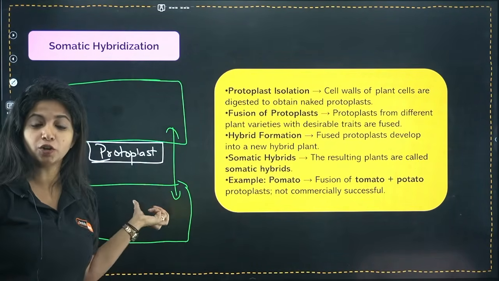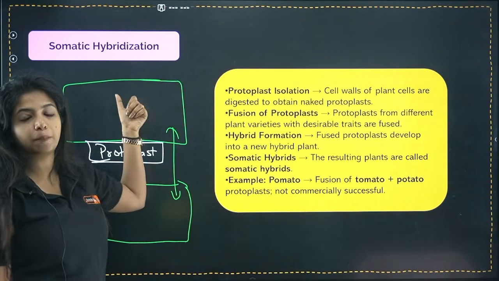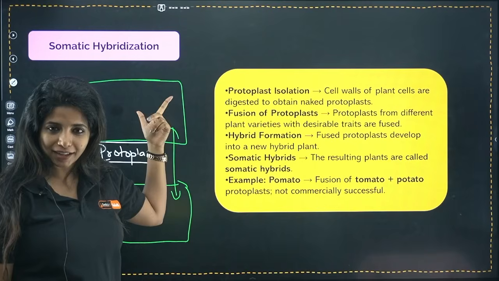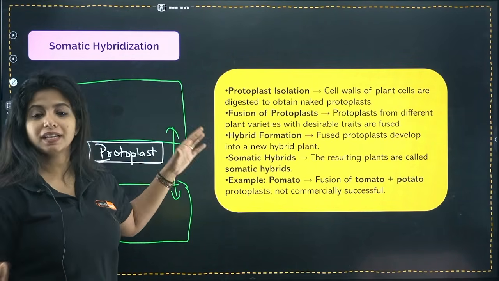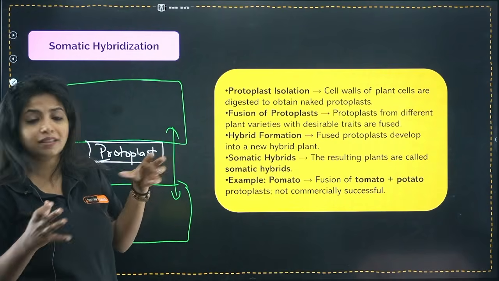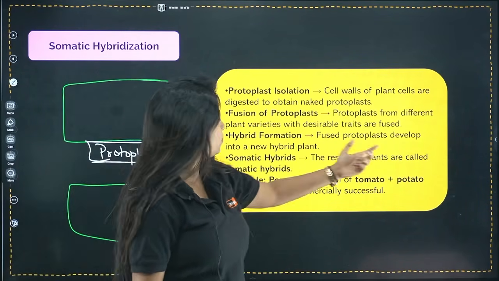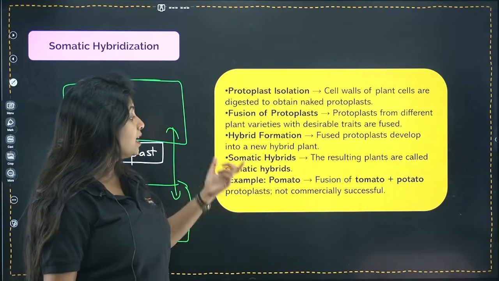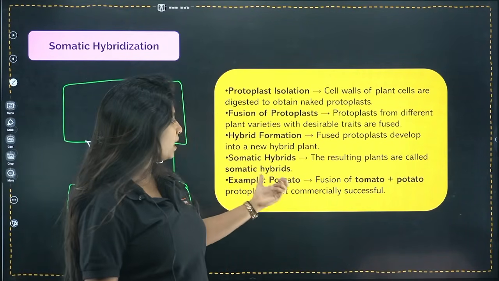Suppose this particular tomato plant has very good pest resistance. This particular potato plant, this is tomato, this is potato, okay? It has very good drought resistance. So basically, I have their desirable features and I make them fuse together. So what do I get at the end? I get a hybrid. So fused protoplasts develop into a new hybrid plant. These are known as somatic hybrids. The resulting plants are known as somatic hybrids.